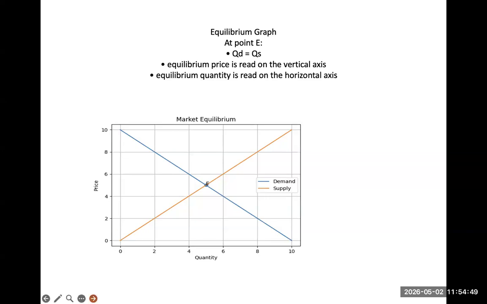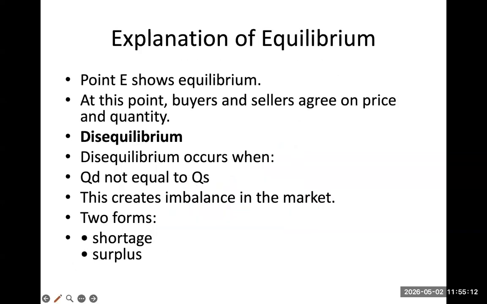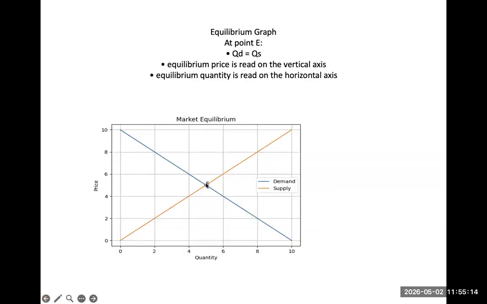Let me say it once again. I'm saying that when the demand curve crosses the supply curve at point E, the market equilibrium has been established. When you trace that point to the price line on the vertical axis, you get the equilibrium price. When you trace it to the quantity level, you get the equilibrium quantity.